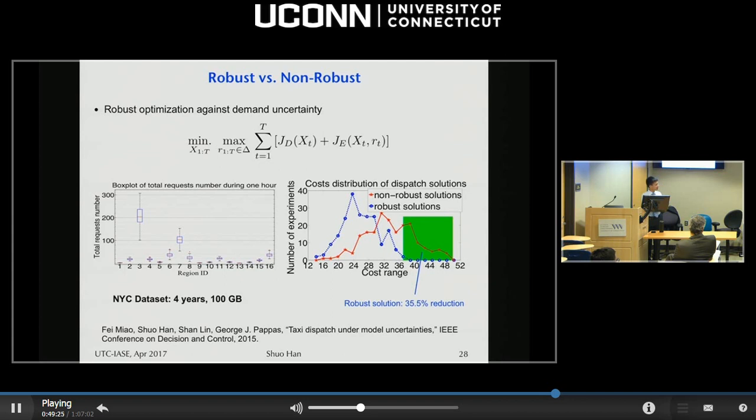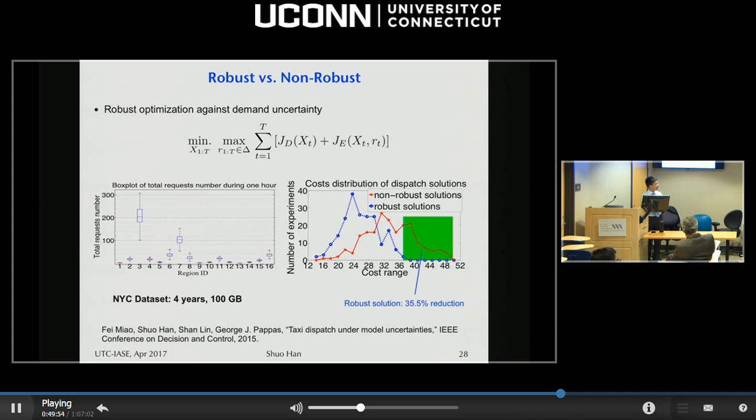So here, it's essentially a histogram. This is the cost, and this is the number of instances associated with that cost. The green area is the area that we would consider to be really, really bad. Okay. So here, you can see that the non-robust version does a lot worse than the robust version. By the way, by robust, I'm just using conventional robust optimization.